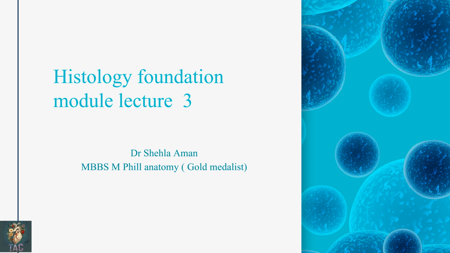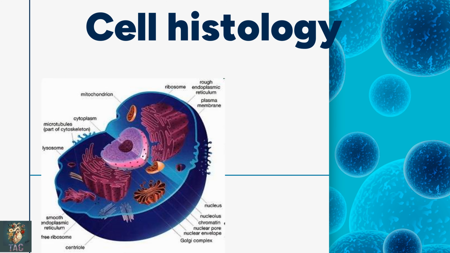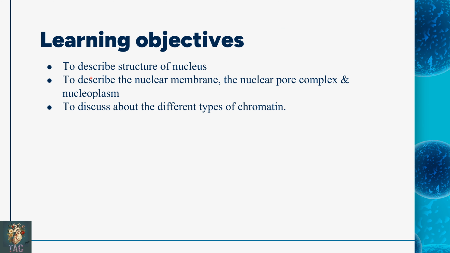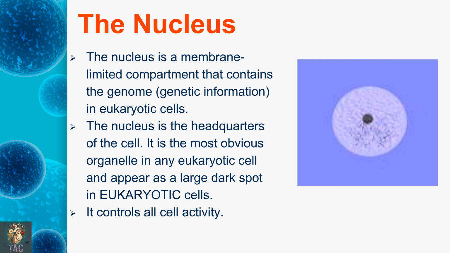In today's class of Histology Foundation Module Lecture 3, we are going to discuss cell histology. So the learning objectives for today's class are to describe the structure of the nucleus, to describe the nuclear membrane, the nuclear pore complex and nucleoplasm, and to discuss different types of chromatin.